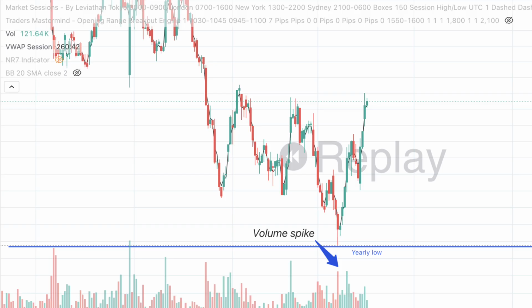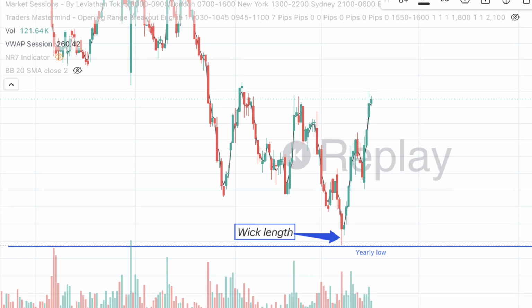Now, I just want to give you a few advanced tips and confirmations that you can look for that a fake out has occurred and when you should enter the trade. Firstly, look for volume confirmation. The fake out candle should always have a volume spike. Next, you're going to look at wick length, and I think this is one of the most important indicators of a fake out. So the longer tails often show a stronger rejection.